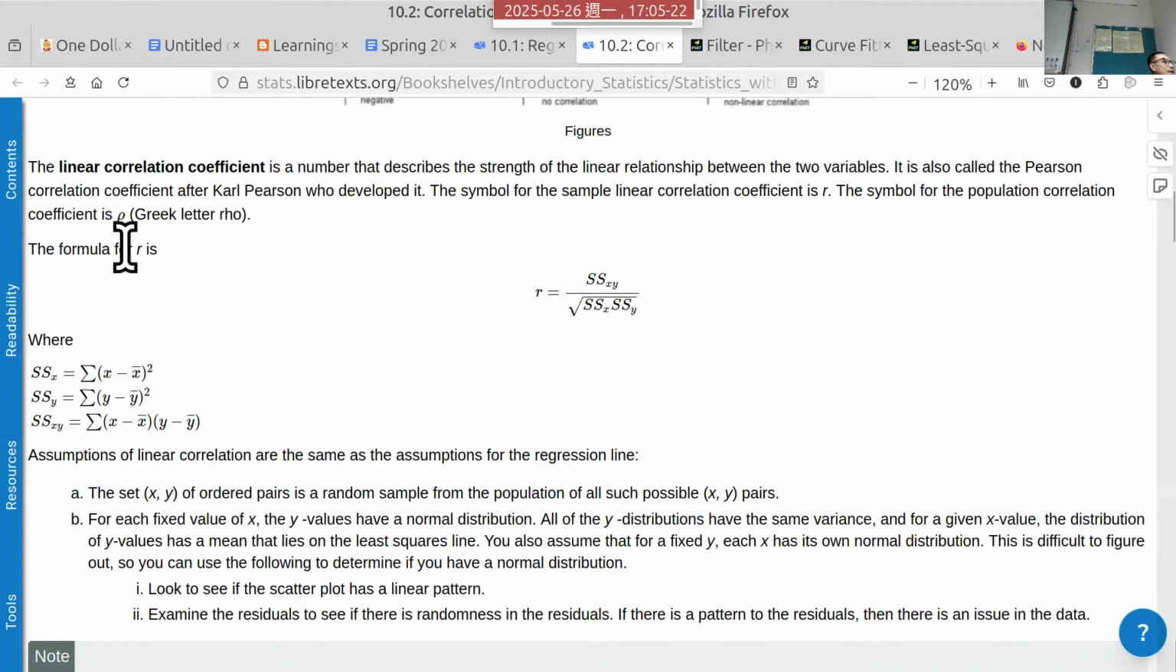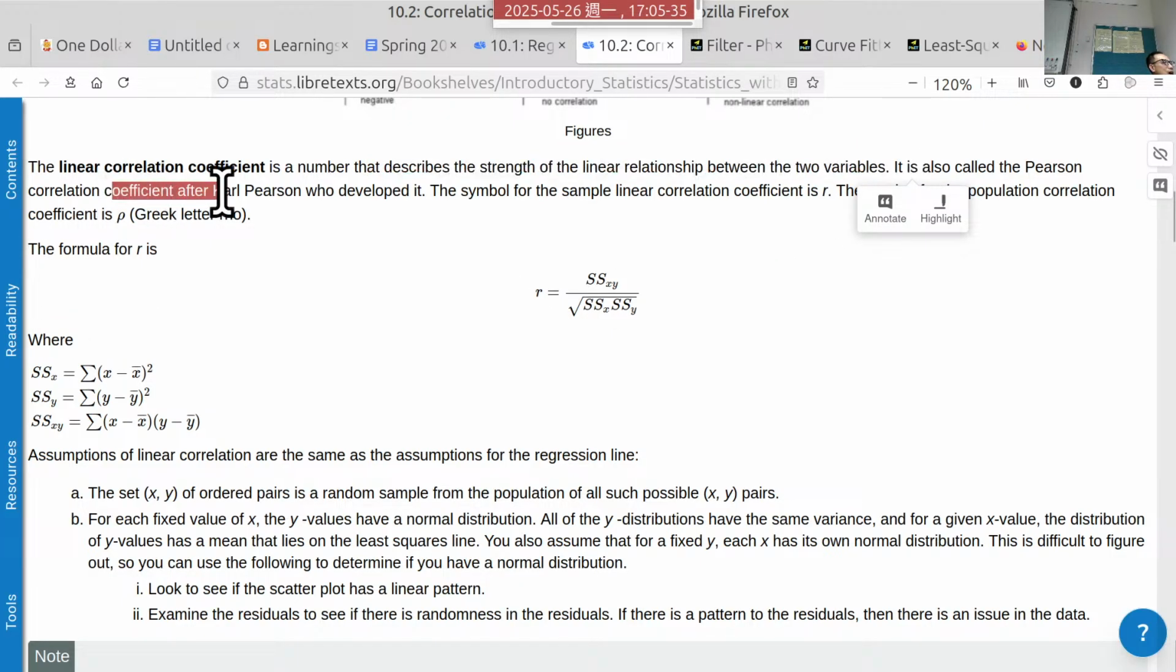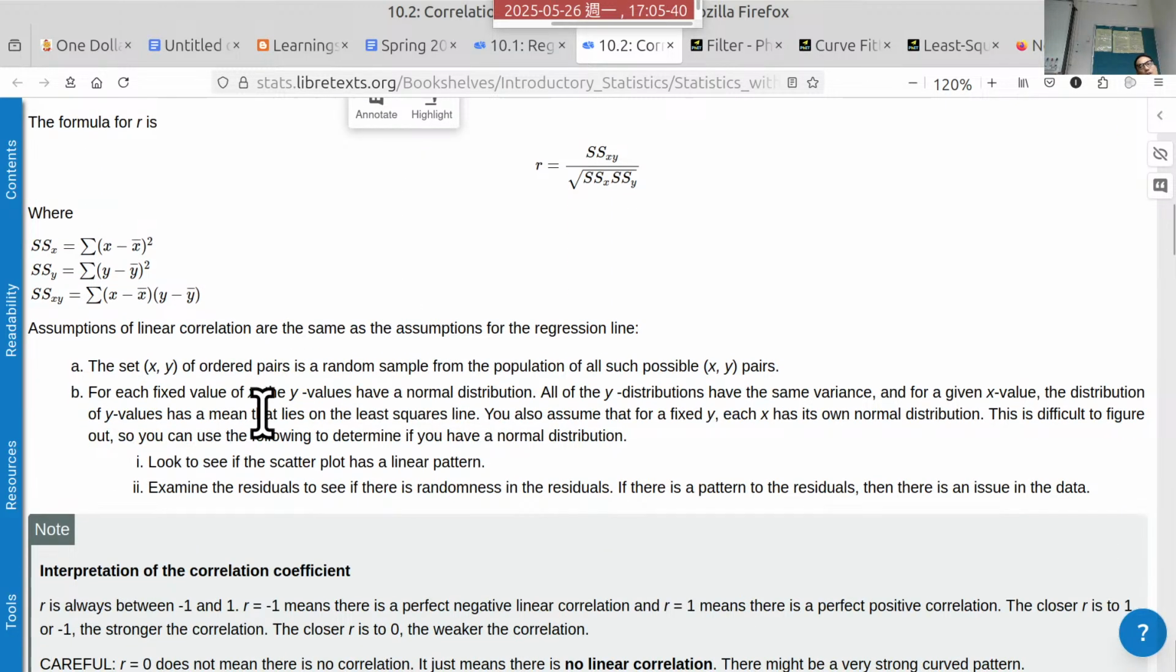And the linear correlation coefficient is a number used to describe the strength of linear correlation between two variables, and it is called the Pearson correlation coefficient after Karl Pearson, who developed it, like this one. And here we don't need to know the details about this one.